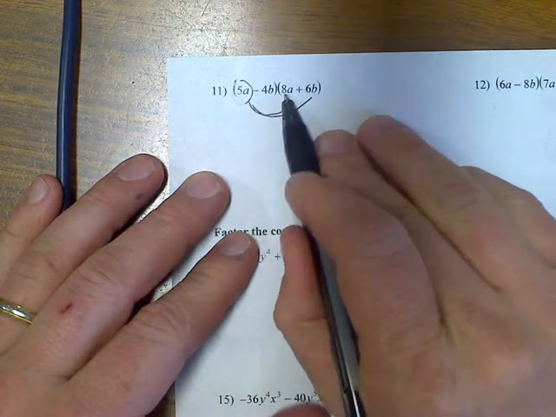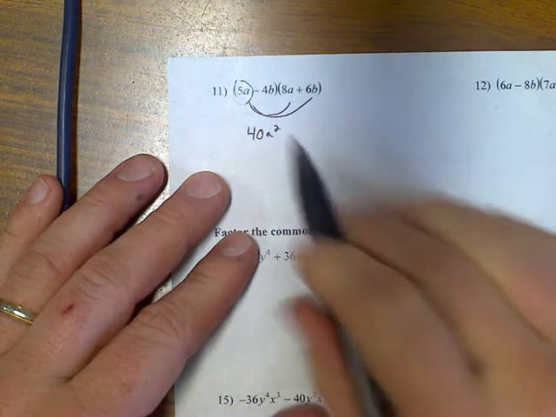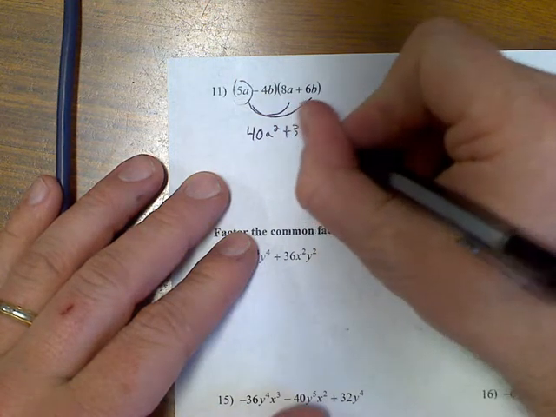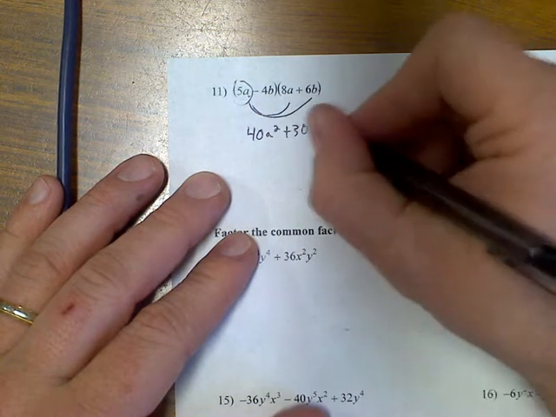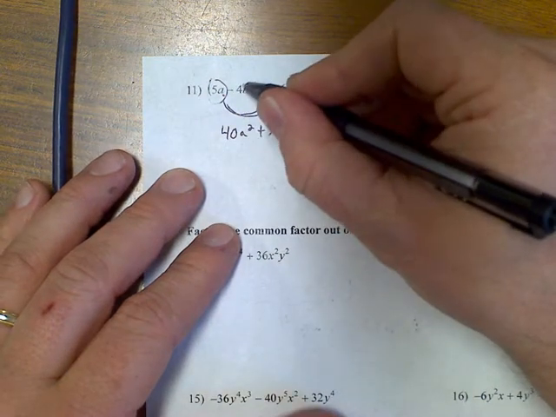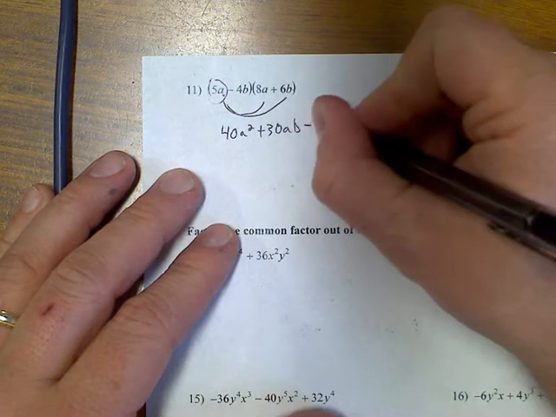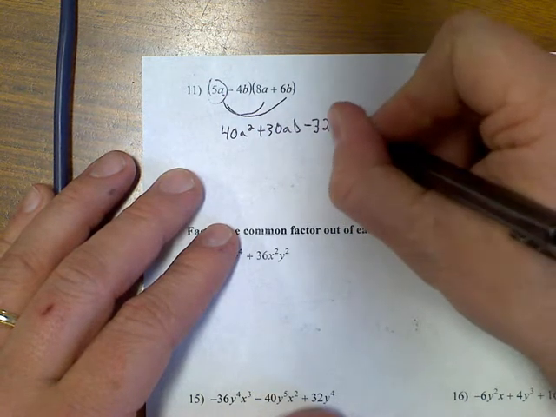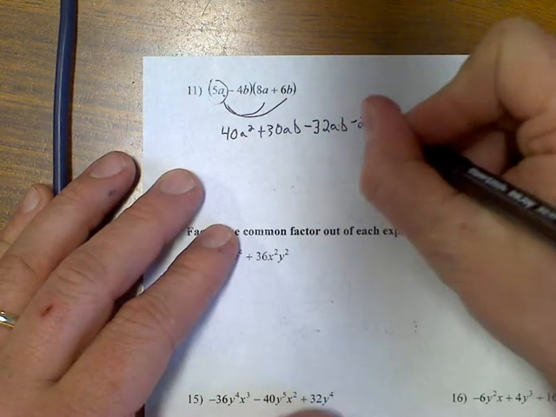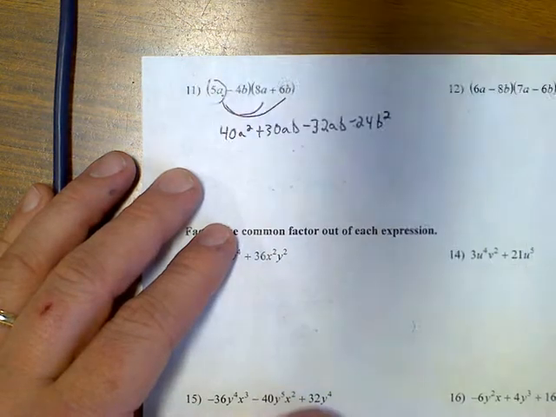So 5a times 8a would be 40a squared. 5 times 6 would be 30. A times b is ab. Negative 4b times 8a, so this would be negative 32ab. Negative 4 times 6 would give me negative 24. B times b would give me b squared.